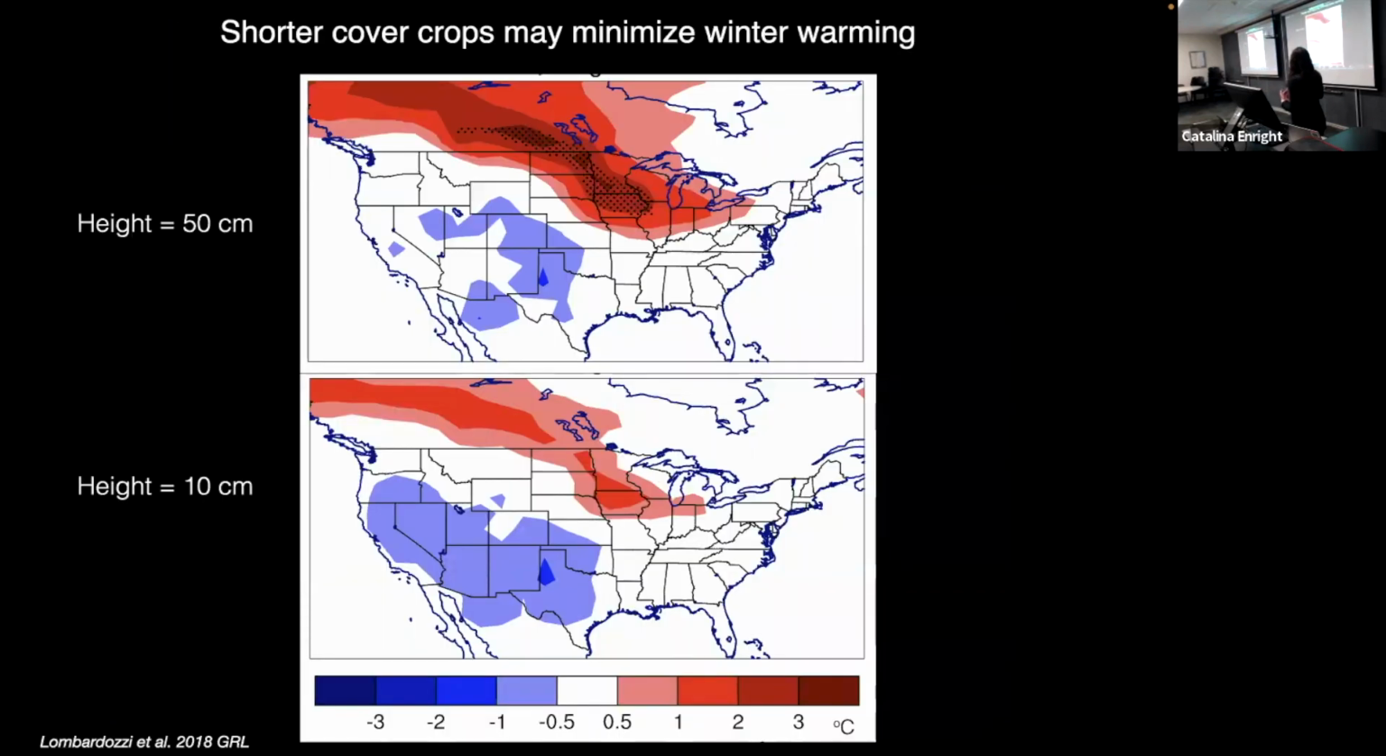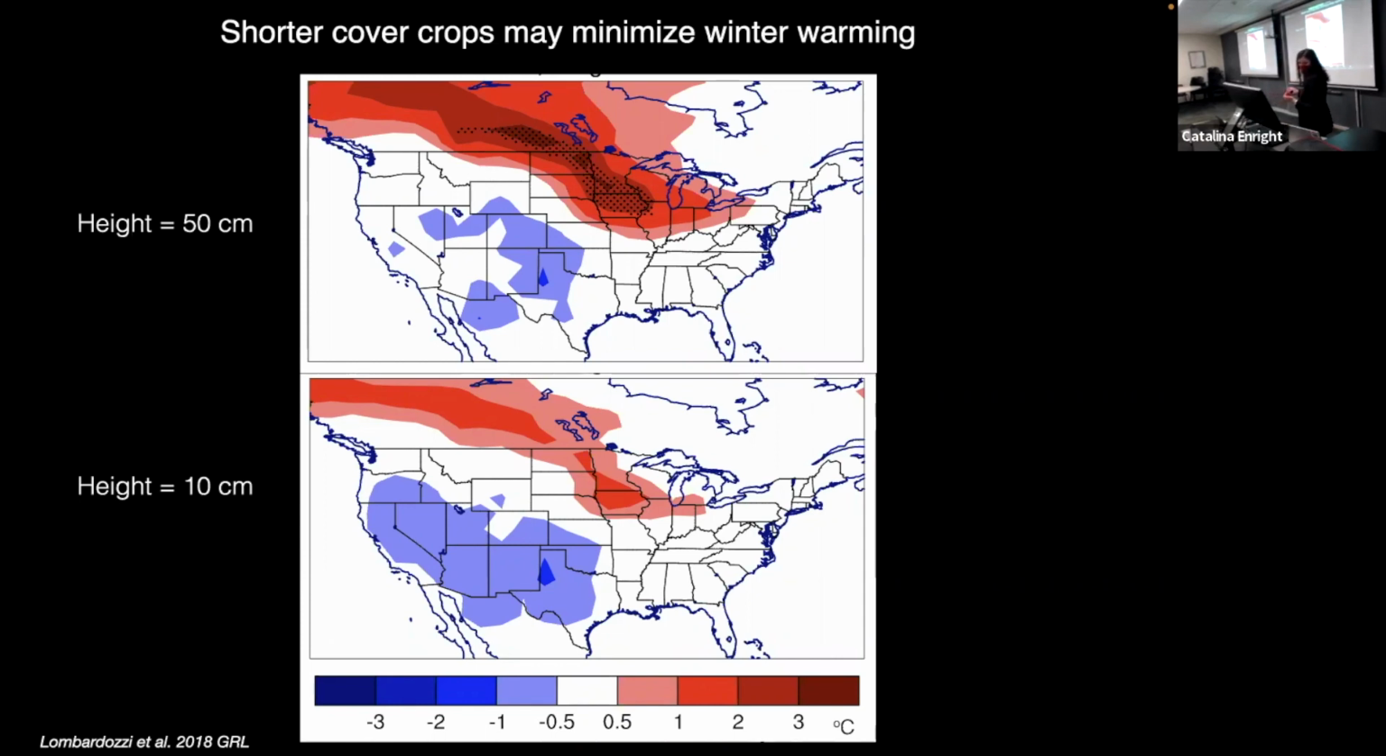And what I found is when you decrease the height, and this is also true if you make the cover crops less leafy, so maybe you plant them less densely and you just have sparser cover crops, you minimize that winter warming. You can't see the bottom axis because of the zoom bar, but it's the same temperature axis as before. What you see is that while there's a trend towards warming, you are minimizing that warming. There's no statistically significant warming.